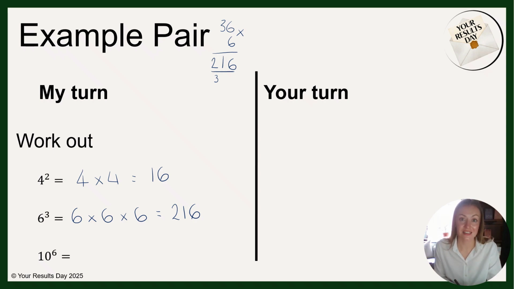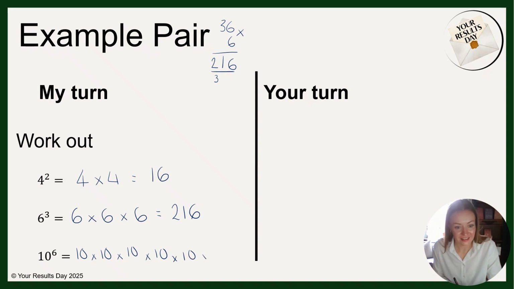And then our last one, 10 to the power of 6, that's telling me I need to multiply together 6 tens. So 10 times 10 times 10 times 10, keep going, times 10 times 10. 10 times 10 is 100, times by 10 is 1,000, times by 10 is 10,000, times by 10 again is 100,000, and times by 10 again is 1 million. So that one got big quickly.